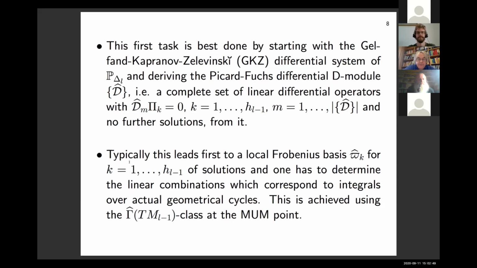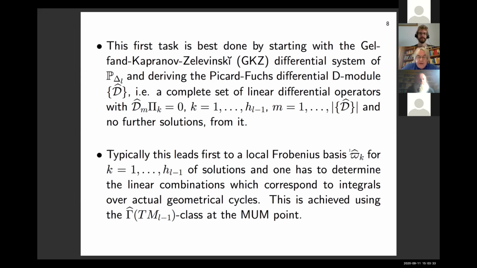and you cover the whole physical moduli space. So if you solve this differential equation, of course, this leads first to the local Frobenius solutions, which I call psi hat. And this gives you a number of solutions, which I call H_{L-1}. And now you have to determine the linear combinations which correspond actually to the geometrical integrals, in particular to the Feynman integral. And you can also ask the question for the Calabi-Yau. Then you want to have the integrals which correspond to actually elements in the middle homology of the Calabi-Yau. And that can actually be easily achieved.